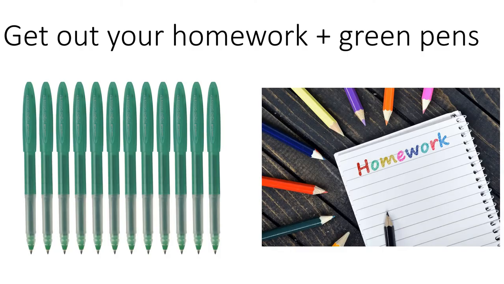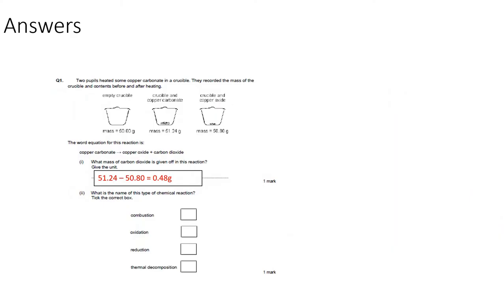Okay, so get your homework out from last week and a green pen. We're going to go through the answers. So, question 1. 2 pupils heated some copper carbonate in a crucible. They recorded the mass of the crucible and contents before and after heating. The word equation is as follows. Copper carbonate goes to copper oxide and carbon dioxide. What is the mass of carbon dioxide given off in this reaction?